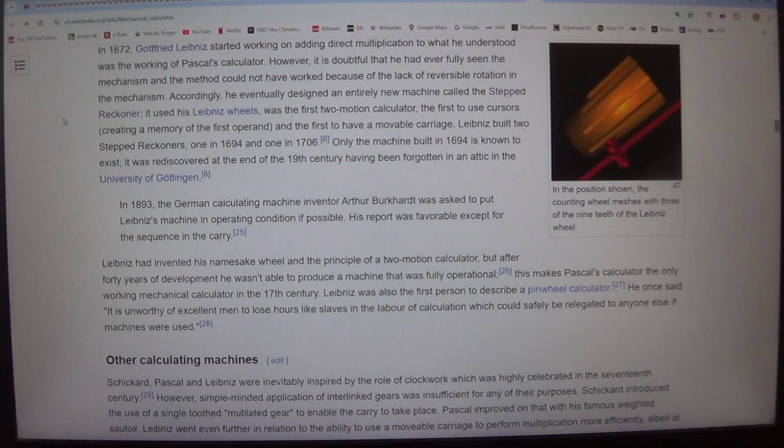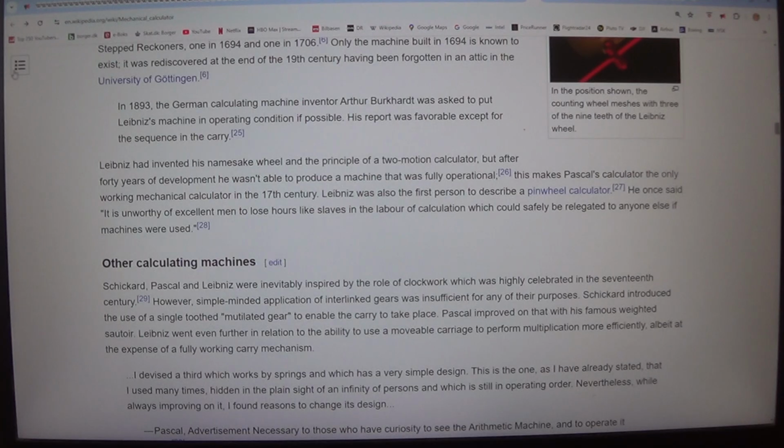It used his Leibniz wheels, was the first two-motion calculator, the first to use cursors, creating a memory of the first operand, and the first to have a movable carriage. Leibniz built two stepped reckoners, one in 1694 and one in 1706. Only the machine built in 1694 is known to exist.